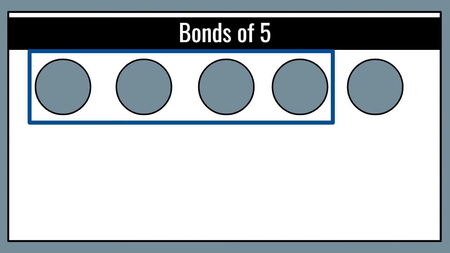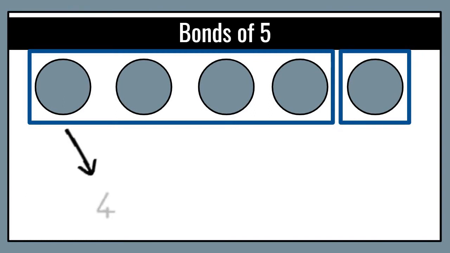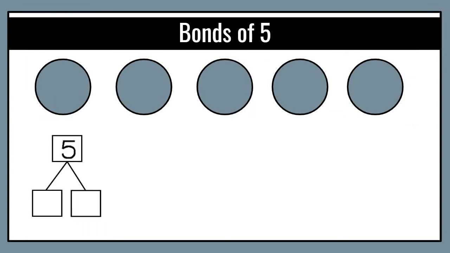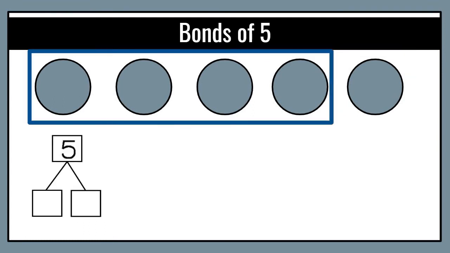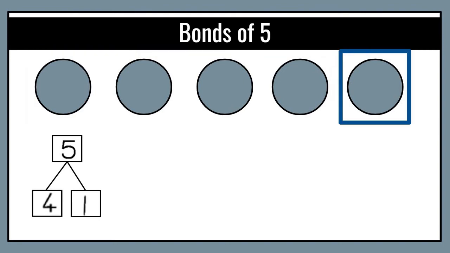4 and 1. Does 4 and 1 make bonds of 5? Let's see. We start with 4 and add 1. Well done. Let's write it down.